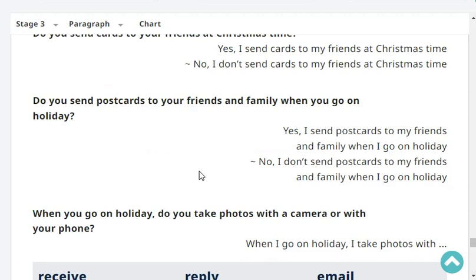Do you send postcards to your friends and family when you go on holiday? Yes or no? No, I don't send postcards to my friends and family when I go on holiday. Yeah, we just send a message, right?